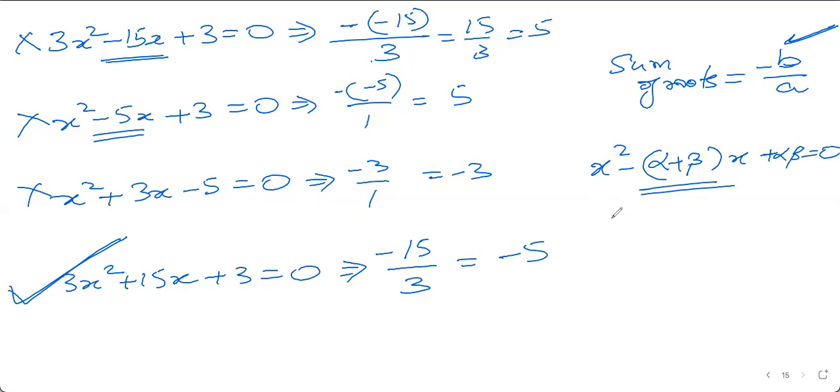The mistake in the second case is that this works only when the coefficient of x square is 1. When the coefficient of x square is not 1, then this will not work. So the general formula is minus b by a. So we will take the coefficient of x, make it negative, see, negative, then we divide by the coefficient of x square, so it becomes minus b by a. Correct answer is D.